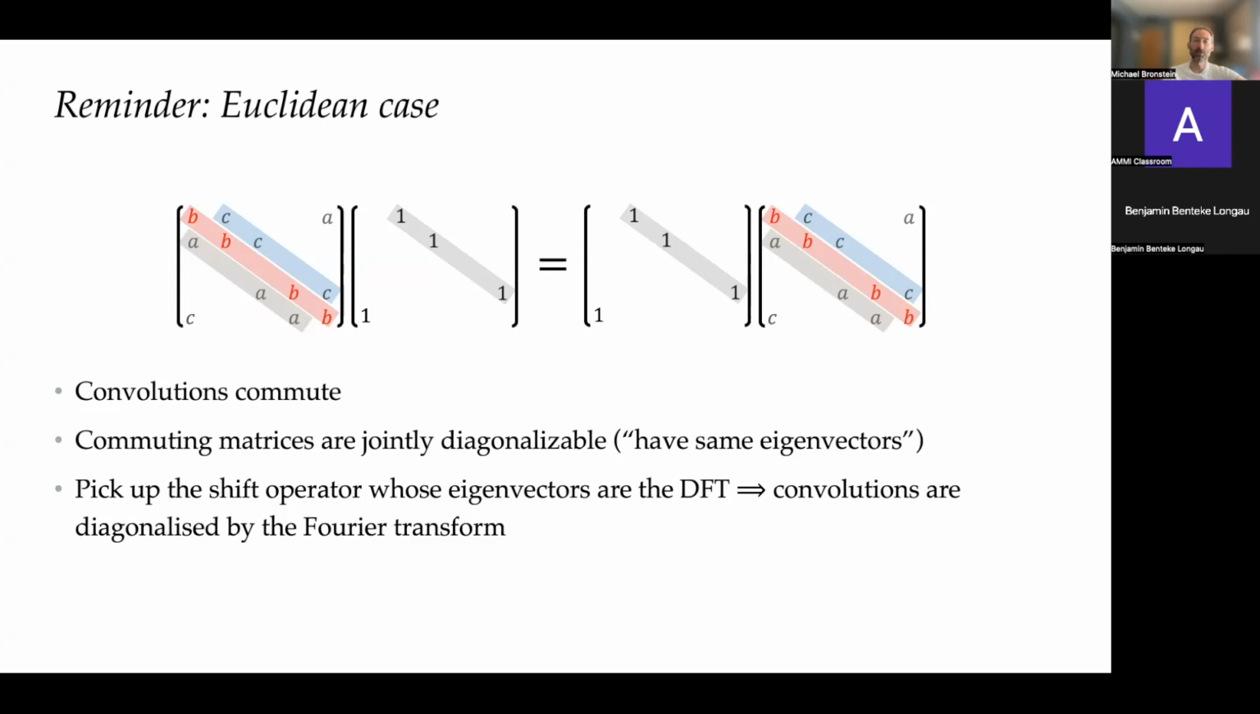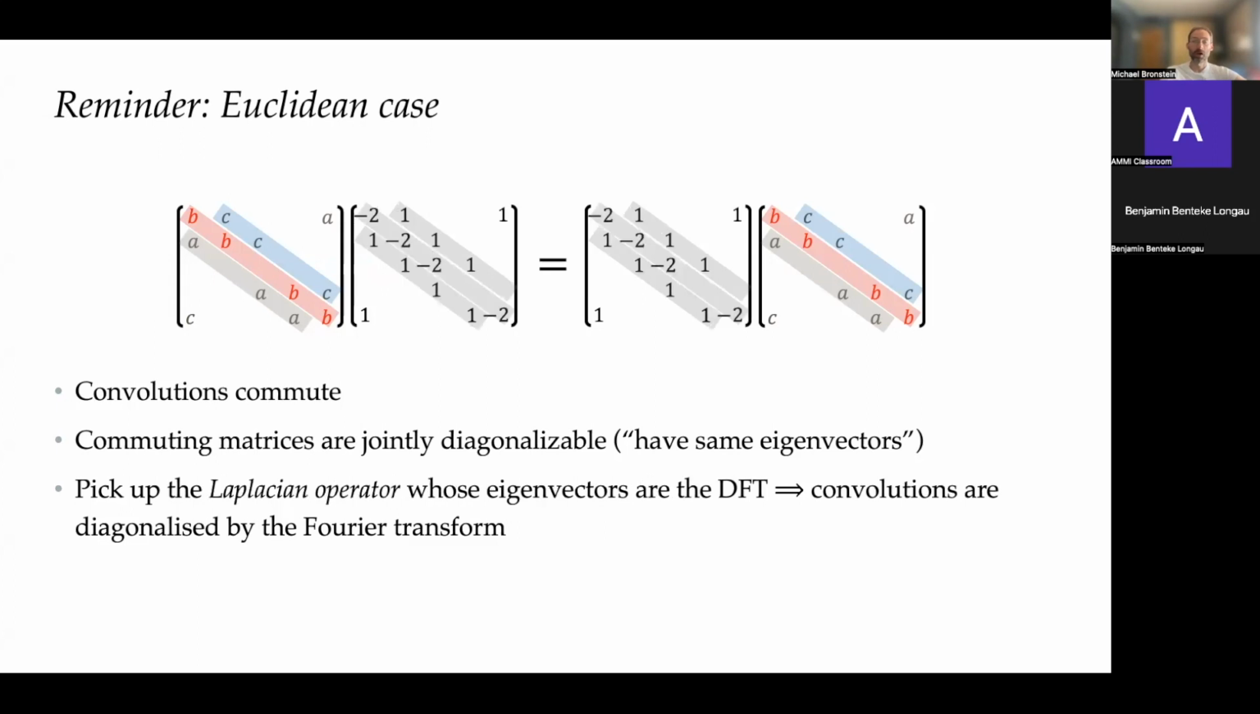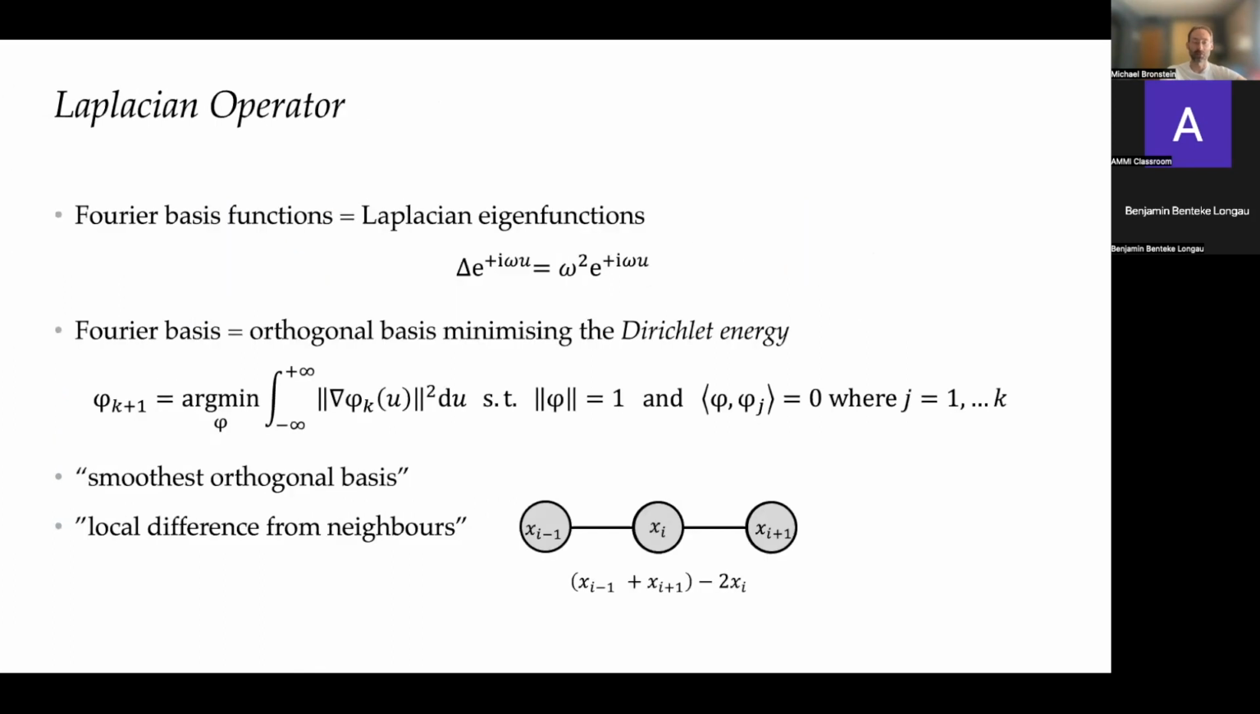In the sense that you can roughly say that they have the same eigenvectors, and then you can pick one of the convolutions, the shift operator, and compute its eigenvectors that happen to be the discrete Fourier transforms, and you get that convolutions are diagonalized by the Fourier transform. Okay. Now we could pick any matrix here. For example, instead of the shift operator, you could pick the Laplacian operator. On a grid, it looks like this, right? This is a second order derivative. Its eigenvectors will also be the DFT, and then again we get the same result.